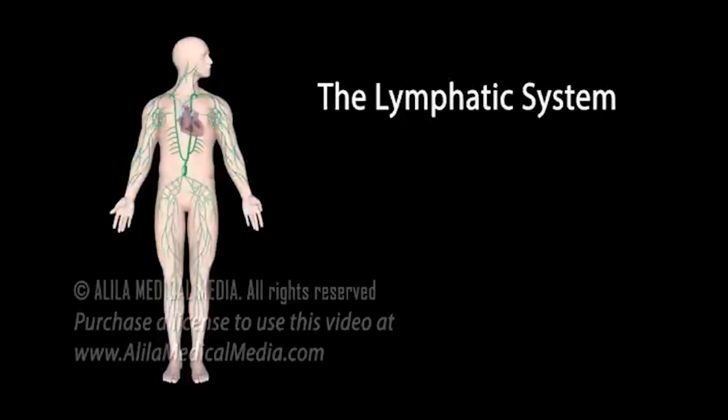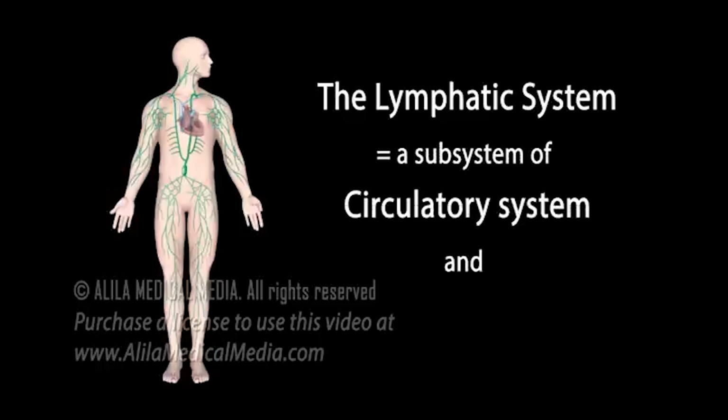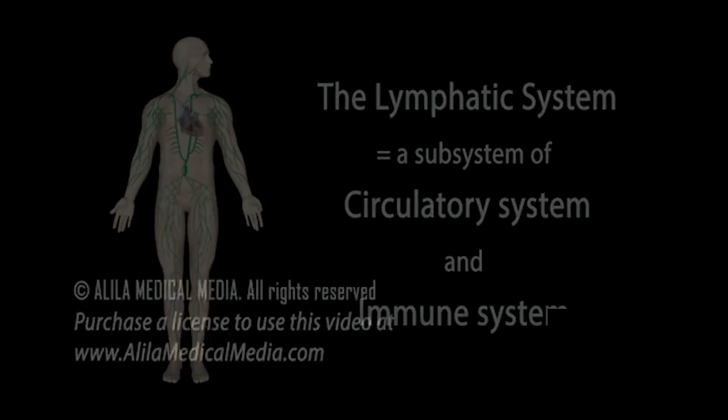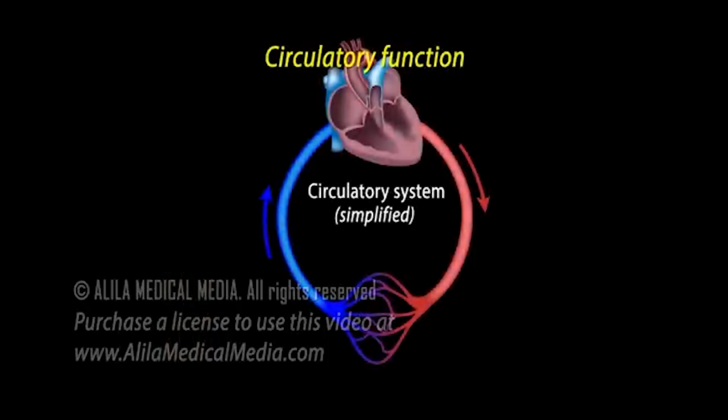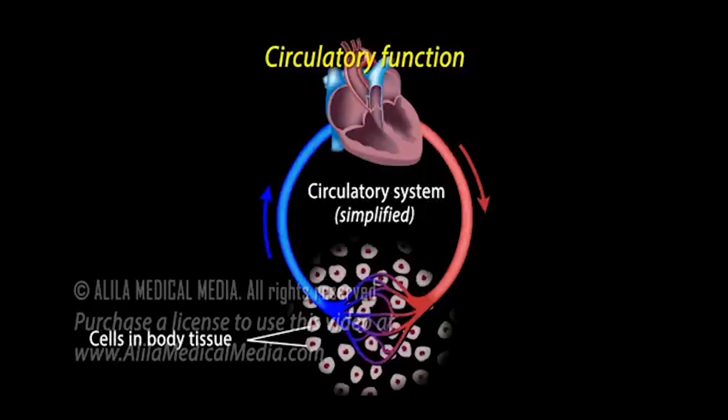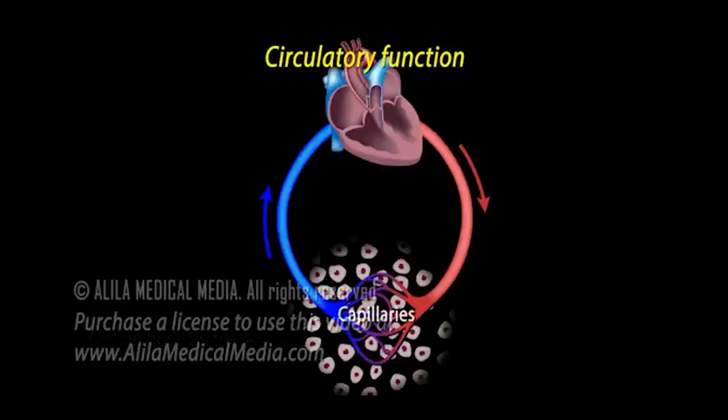In a nutshell, the lymphatic system is a drainage system that removes excess fluid from body tissues and returns it to the bloodstream. It is actually a subsystem of both the circulatory and immune system. The major purpose of the circulatory system is to bring oxygen and nutrients to body tissues and remove wastes. This exchange happens in the smallest blood vessels called the capillaries.